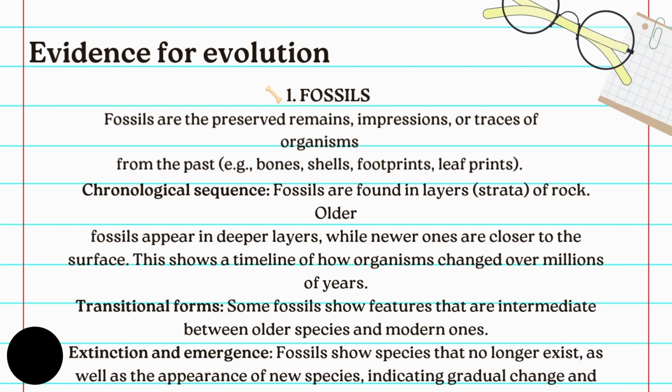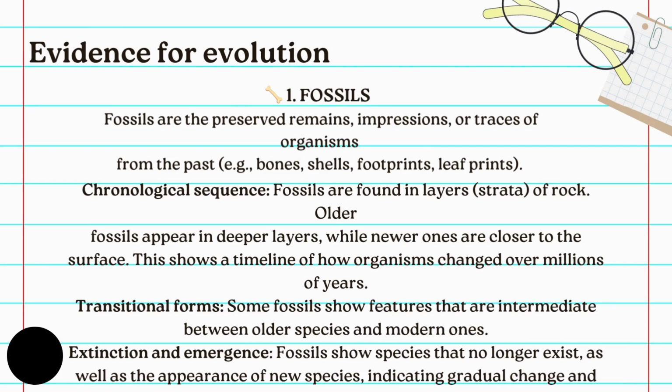So first things first is fossils. Fossils are the preserved remains, impressions or traces of organisms from the past. So it could be bones, shells, footprints, leaf prints that are found in sand, imprinted in rocks, or deep in the sea. Those things are all called fossils, and this is how fossils help us see that evolution occurred.